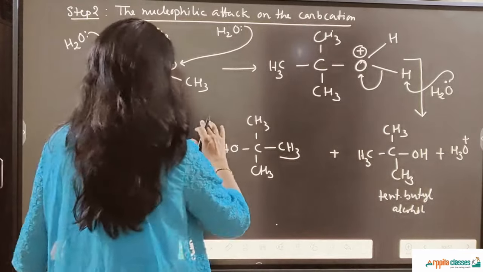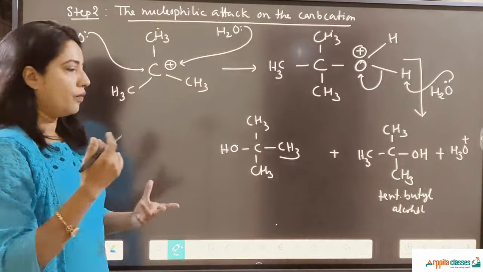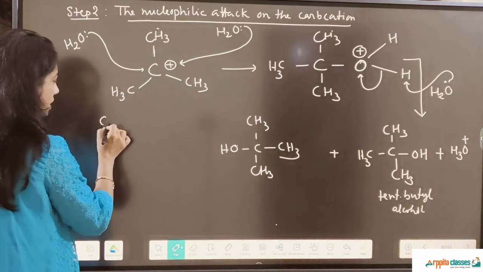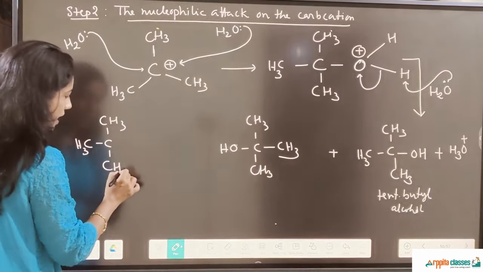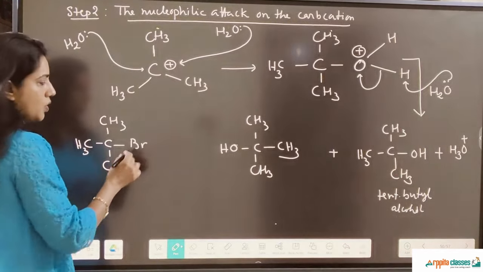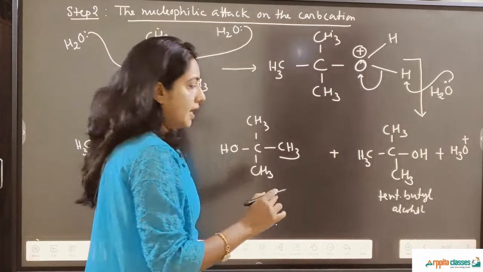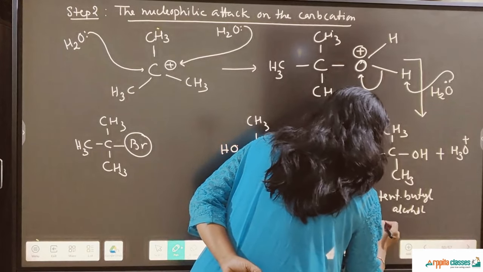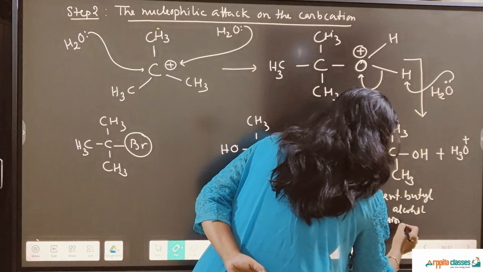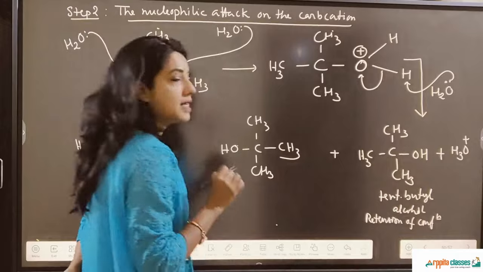Now, where the structure is maintained: if you start with the tertiary, suppose in the starting the substrate was this, I took the Br this side. Wherever the Br is, if you get the OH on the same side, then we say that it is retention of configuration. That is, the configuration is retained.